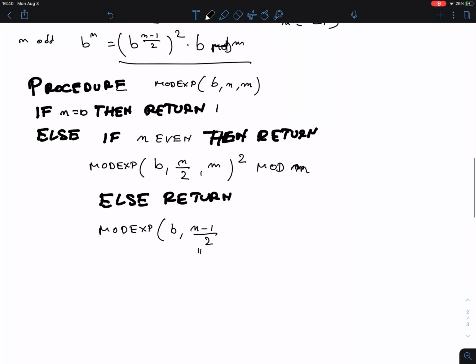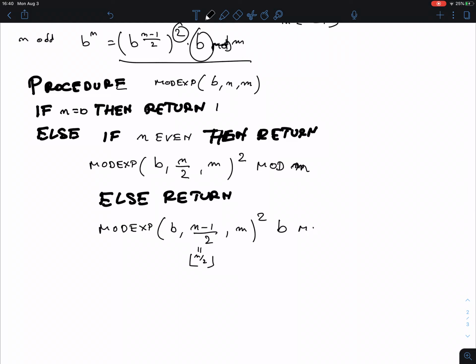We could have also written this as n/2 floor. Okay, we have to square this, multiply with b, and then take the mod m again to keep it small. And that's it. So you could do this now in an example. I'm going to leave this for the homeworks where they ask you to explicitly do all the various steps. What are the various calculations that this algorithm has to do when you apply it?